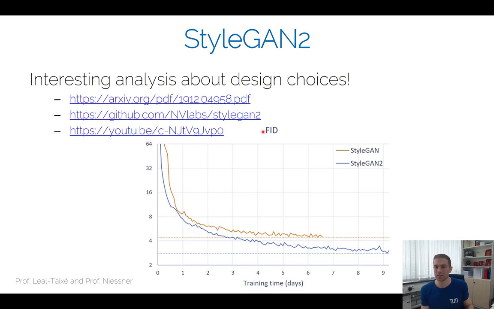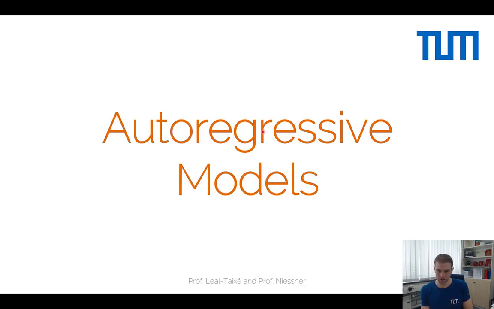In addition to GANs, I wanted to also mention what autoregressive models are doing. Autoregressive models and GANs are kind of the two generative models that we mostly use in practice.